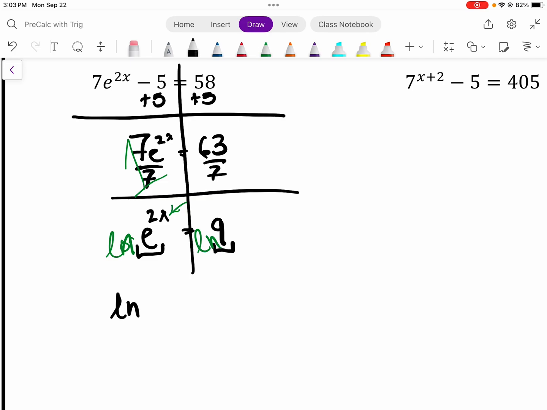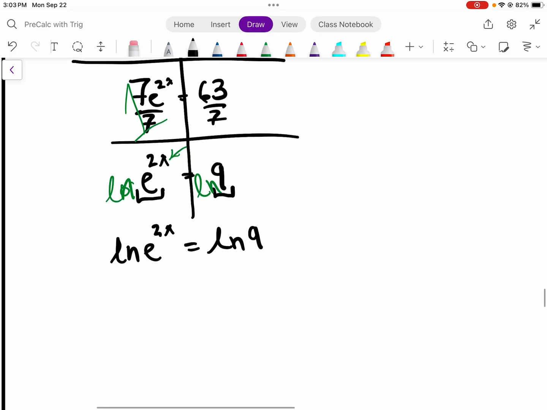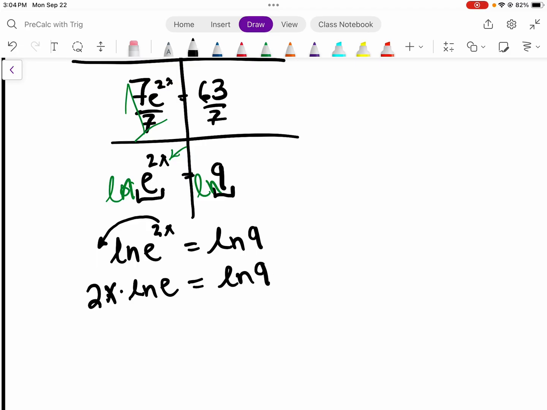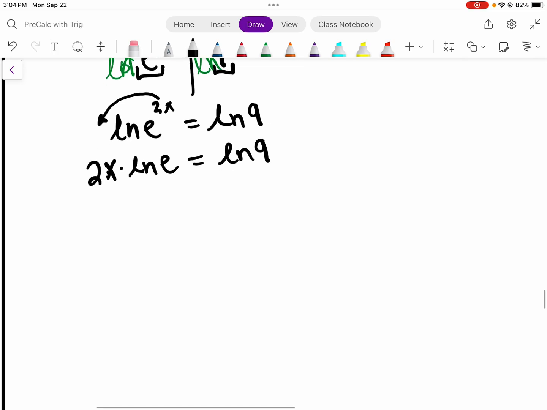So now I have two logs. I have the natural log of e to the power of 2x equals the natural log of 9. Well, why is this helpful? This is helpful because we can use the power property, which we learned last class, to put that exponent down. So now the exponent becomes a coefficient, and I'm left with 2x times the natural log of e equals ln of 9. And now you can go ahead and get x completely by itself.